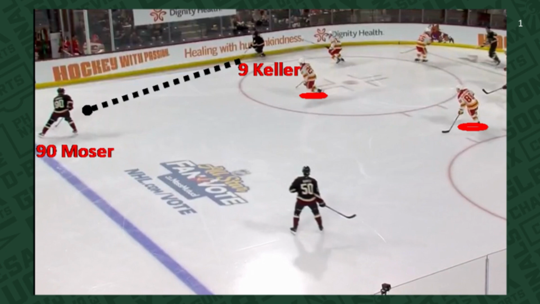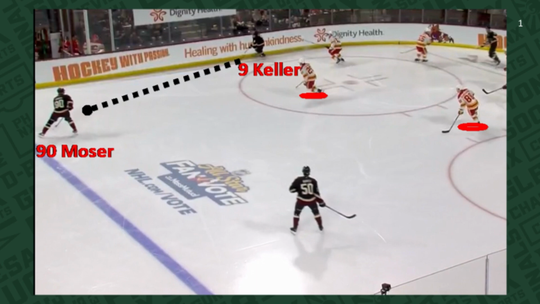So that's going to do one of two things. Either Mosier is going to have all kinds of room, he can walk down and shoot, or what you want to have happen when you make that pass is the two Calgary defenders that have red underneath them come out to cover the defense. And what does that do for Keller? It gives him all kinds of room underneath. And that's the play. Pass it up high, get those defenders out, create room underneath. Then Keller gets the puck back, and maybe he can cut through the middle and score.